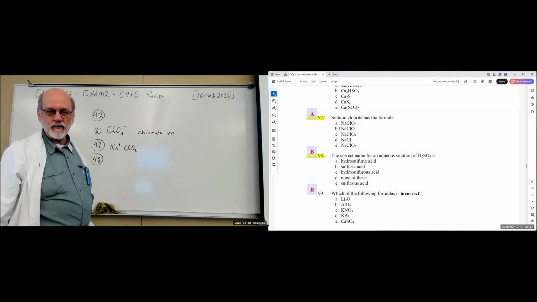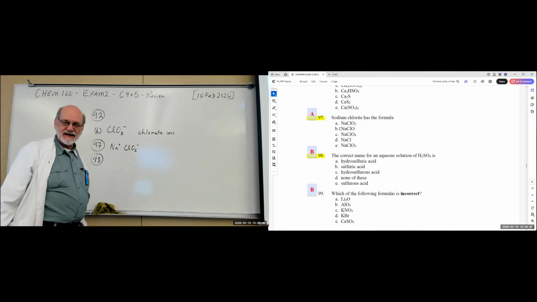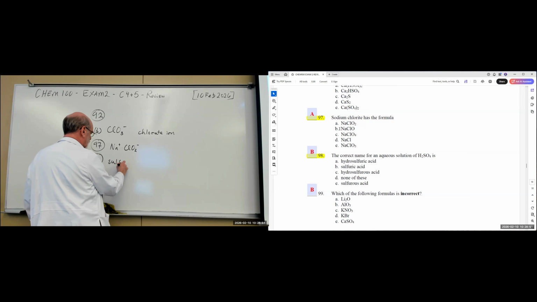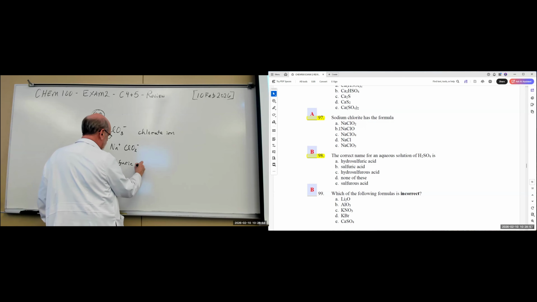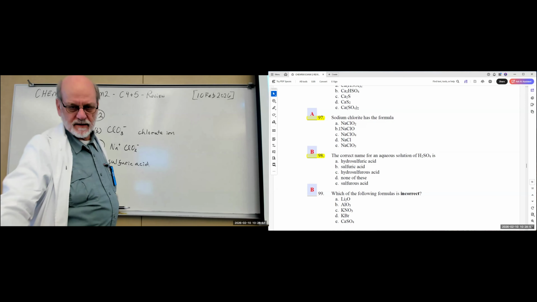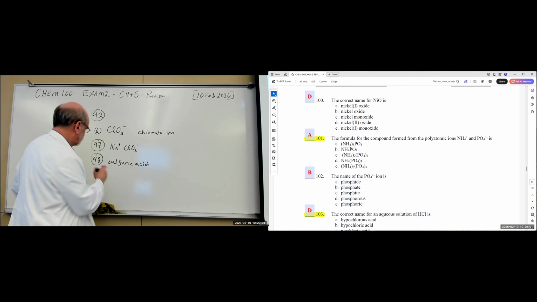The correct name for an aqueous solution of H2SO4. SO4 is sulfate. Ate becomes ic. Sulfuric acid. All right. And 101.